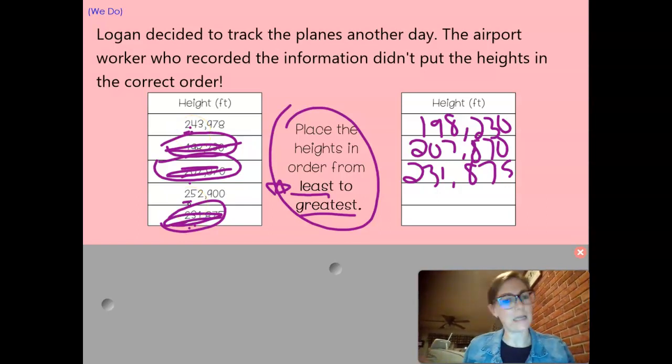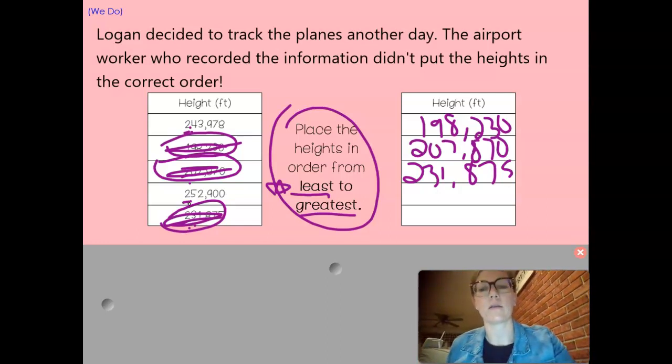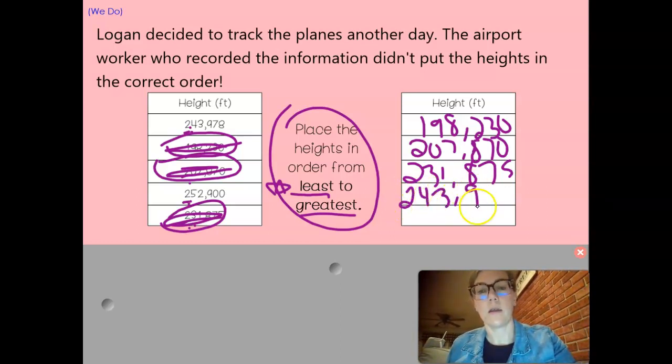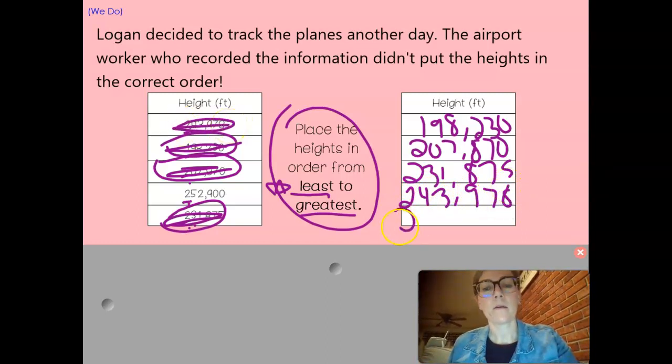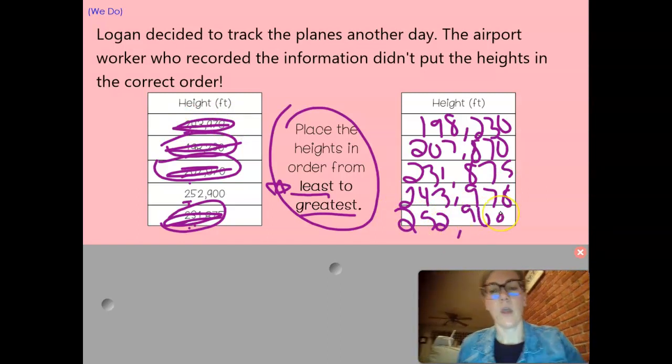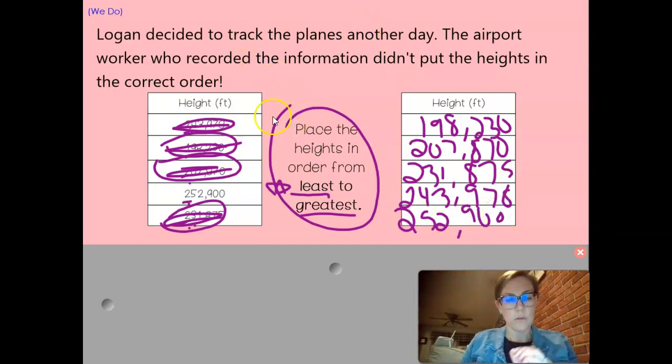They both have 6 digits. That doesn't help us. The first digit is both a 2. The 100,000s place doesn't help us. We have to look at the 10,000s place. 4 is smaller than 5. That's where we know what goes next. 243,978. So the greatest number is 252,900. Awesome.